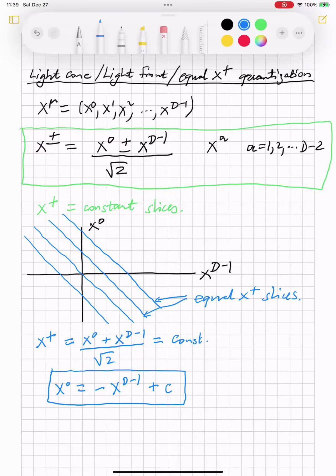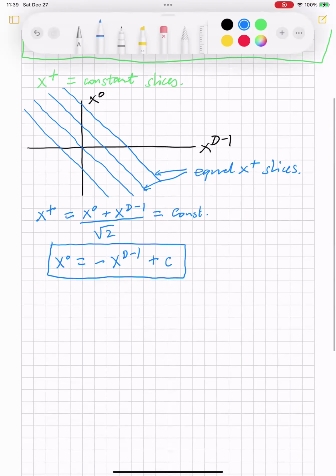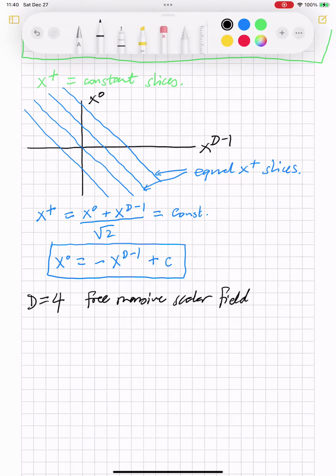Now, what I want to do is, let's, for concreteness, this works in any D, but I'm going to work in D equal to 4, and I'm going to study the simplest theory I can, which is a free, massive, scalar field. So that's perhaps one of the simplest theories that I can think of. And let me just say a reminder over here. So I want to remind you of a few things about this theory before we do the equal x plus theory.